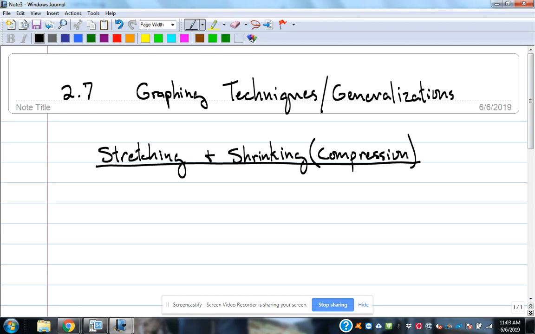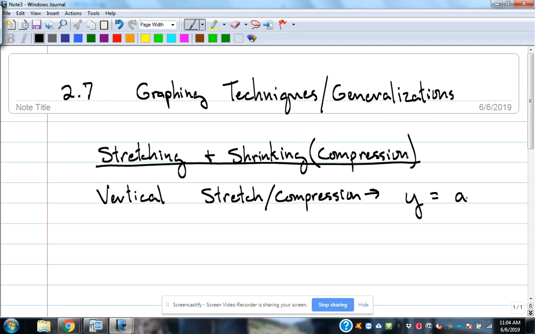So let's talk about vertical movements first. A vertical stretch or compression looks the same as far as the equation goes. You take a function and you multiply by something on the outside. If that thing we multiply by is bigger than 1, it's going to be a vertical stretch.